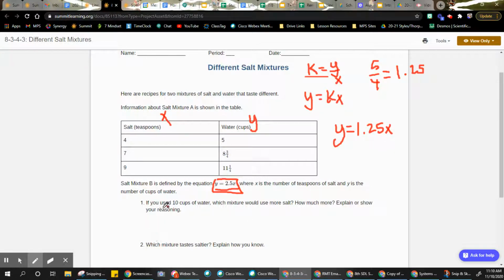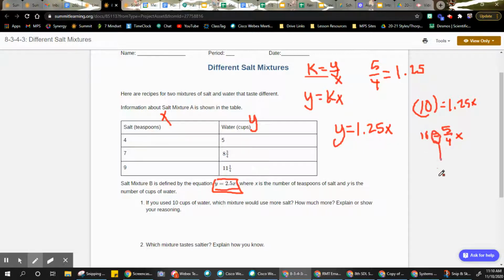Now question 1 says, if you use 10 cups of water, which would use more salt, and how much more? Remember that water is y. So we're going to have to plug in 10 for both of the y's to find out how much salt is used. I'm going to start here and plug in 10 equals 1.25x. Or if you wanted to leave it as 5 over 4, you could have put in 10 equals 5 over 4x. Either way, it'll be the same thing. I'm going to do the fraction-based form of it.